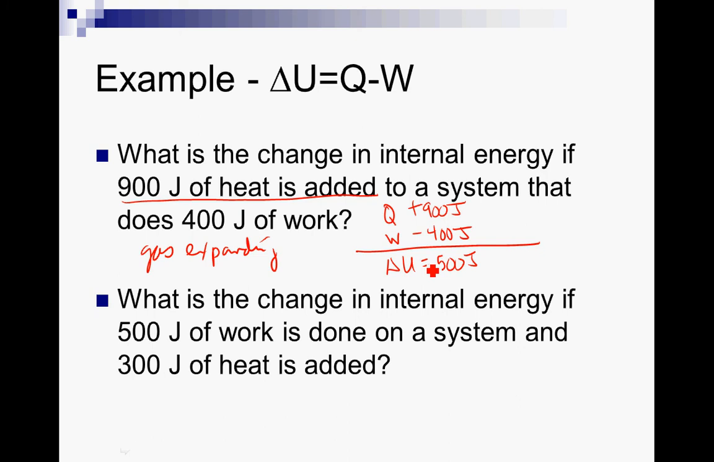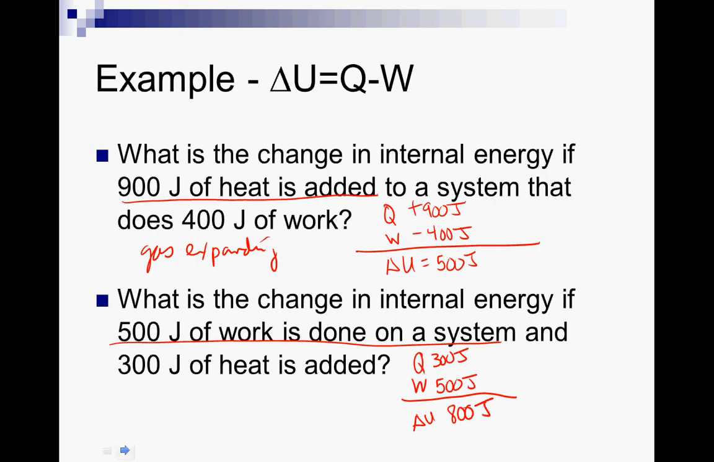Let's look at the next one. What is the change in internal energy if 500 joules of work is done on a system? So I did work on the system. Oh, my fault there. Sorry about that. 500 joules of work is done on the system. I need to put that on the work side. That's like compressing it. And 300 joules of heat was added. So the heat's being added, not removed. Our change of internal energy is 800 joules.